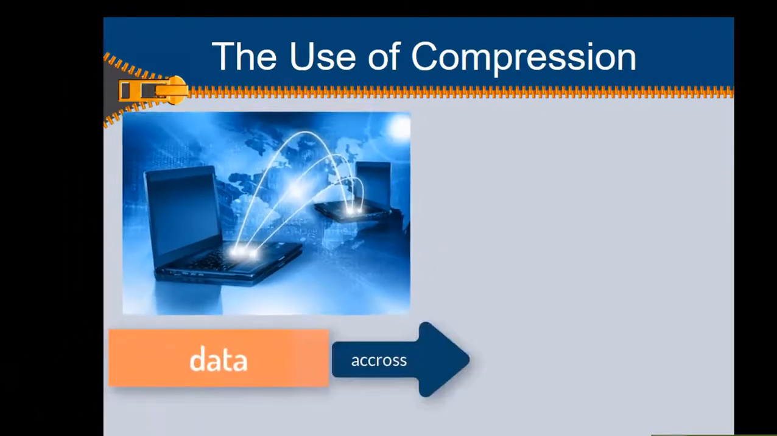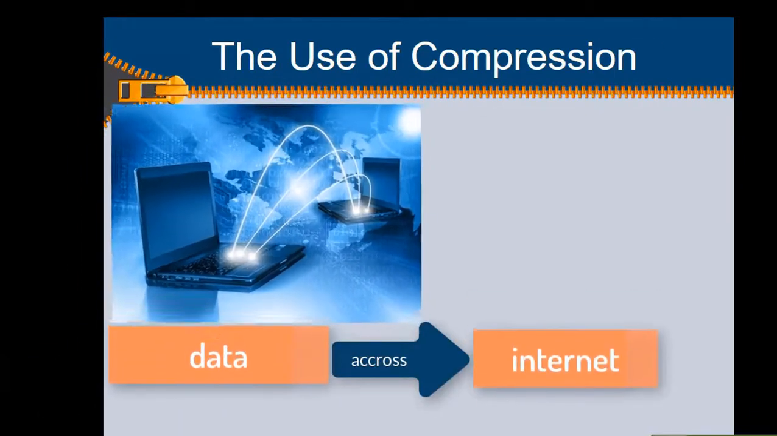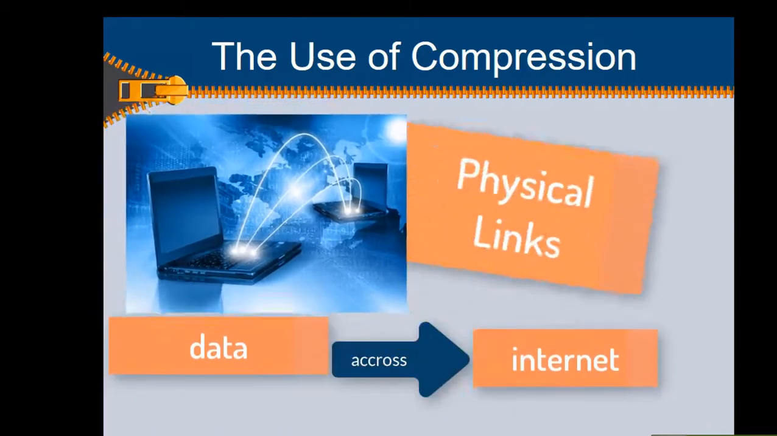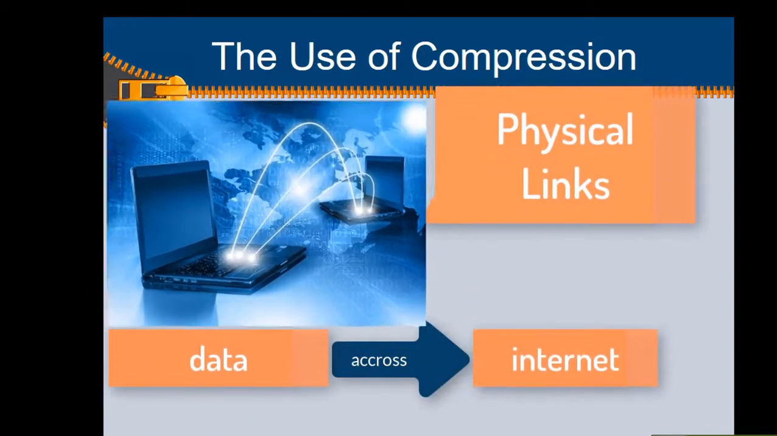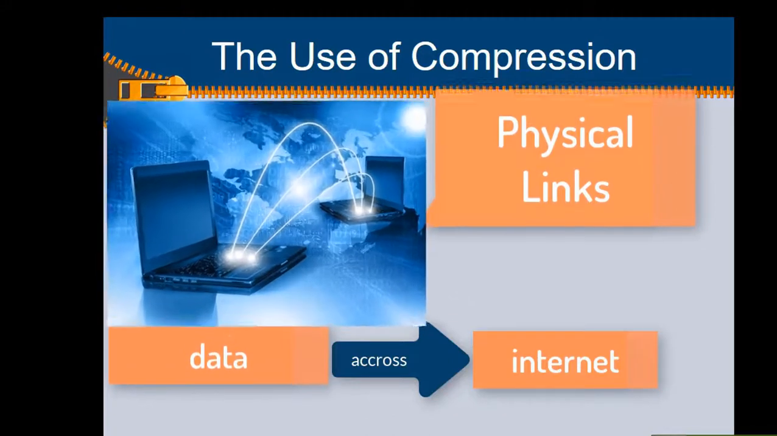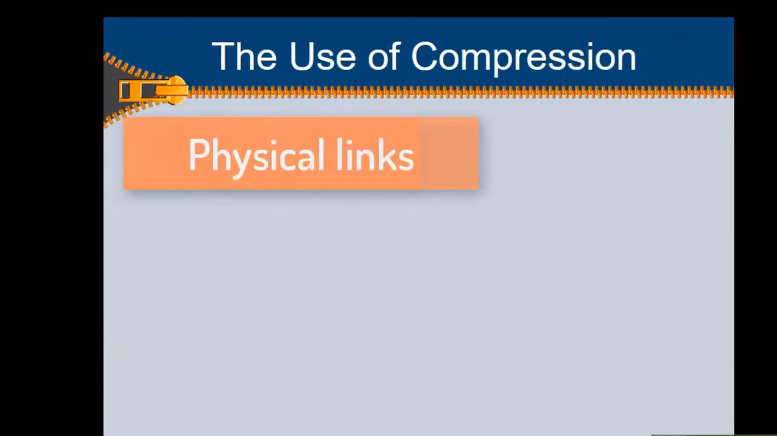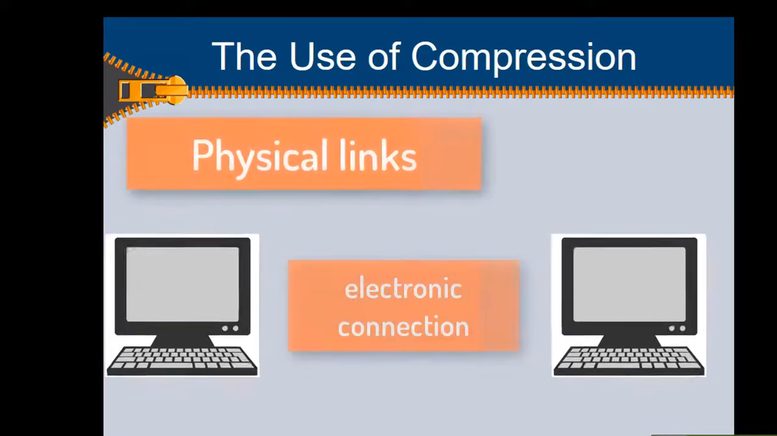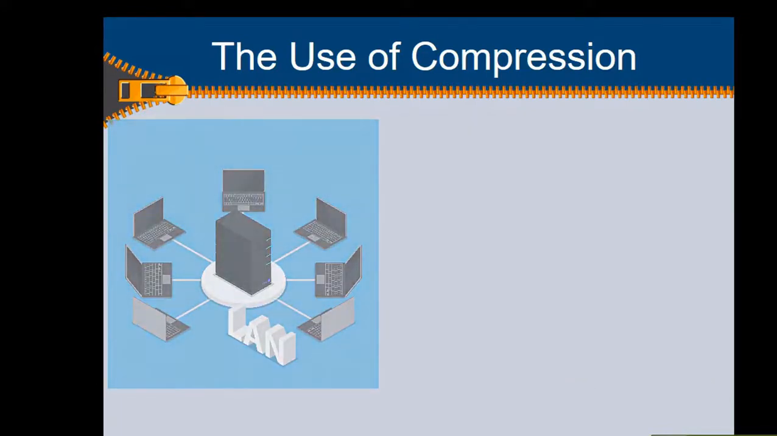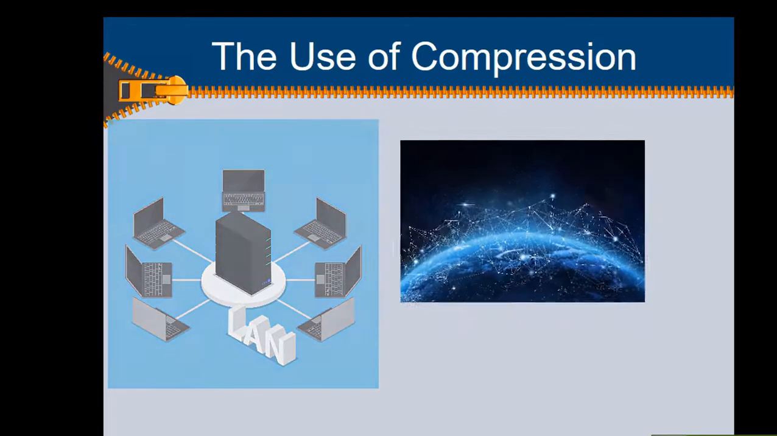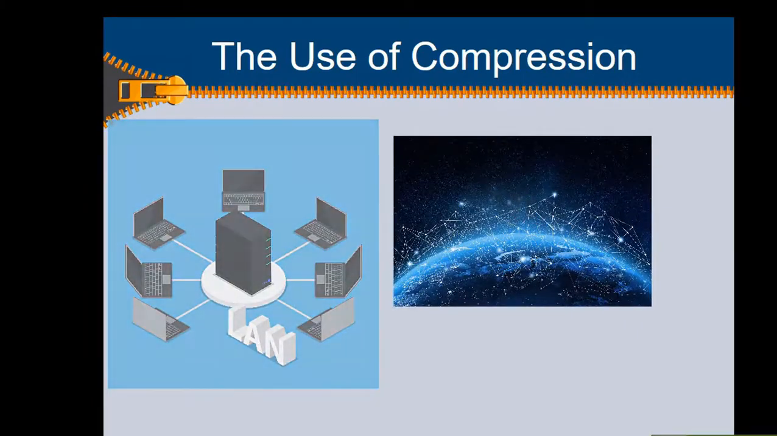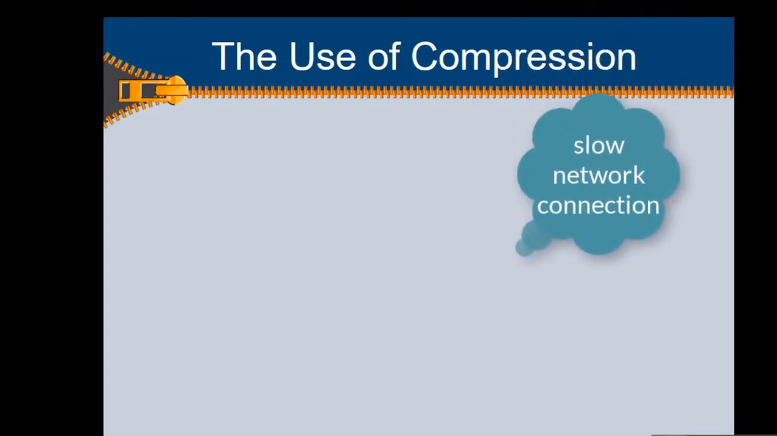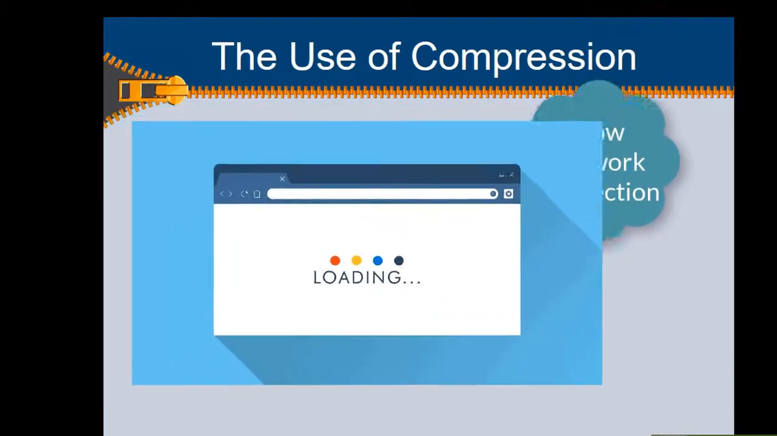When data is transmitted across the internet, it will go through many different physical links between routers. By physical links, we mean an electronic connection between two devices. The connection from a computer or a LAN into the internet is likely to be the slowest part of this route. At home, you may have quite a slow network connection, and it may take a while for web pages to load.